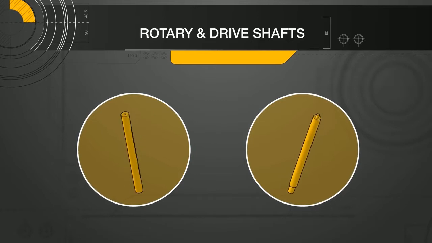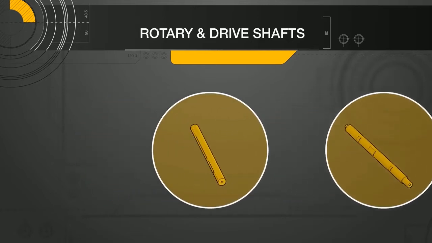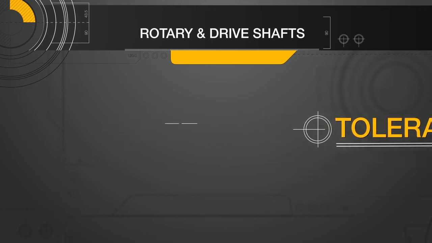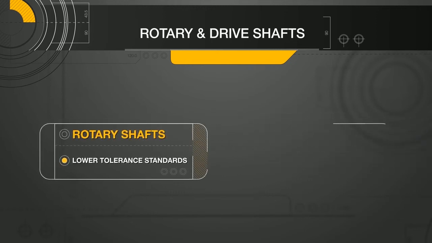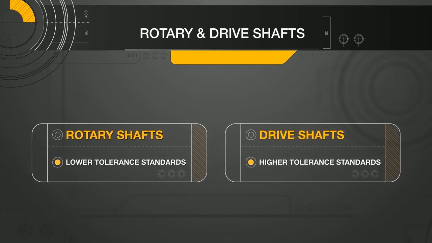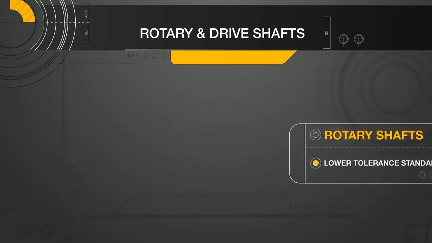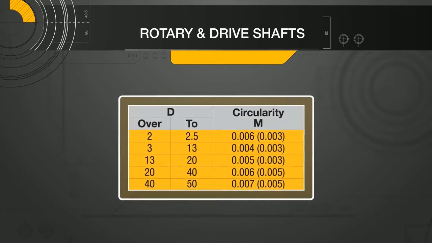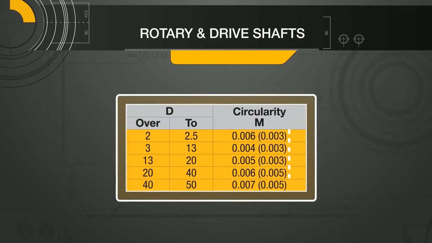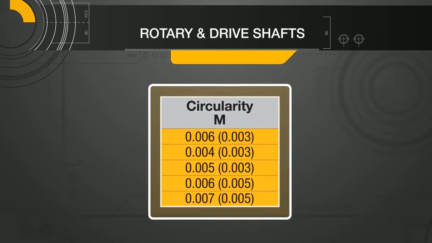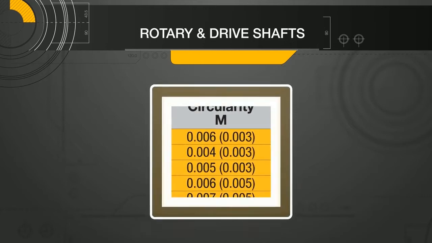But what's the difference between rotary and drive shafts? Let's take a look. The biggest difference between the two are the tolerances. Rotary shafts have lower tolerance standards, whereas drive shafts are high-precision machined with higher tolerance standards. Here is a chart showing the circularity tolerances of rotary and drive shafts. The drive shaft tolerances are shown in parentheses. As you can see, the drive shaft numbers are smaller than the rotary.